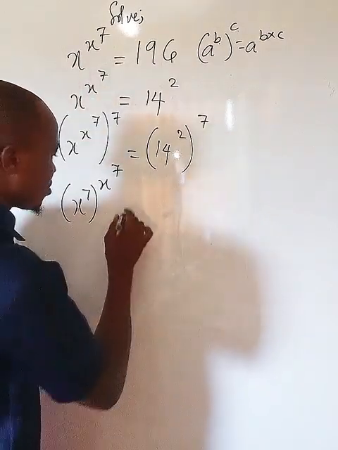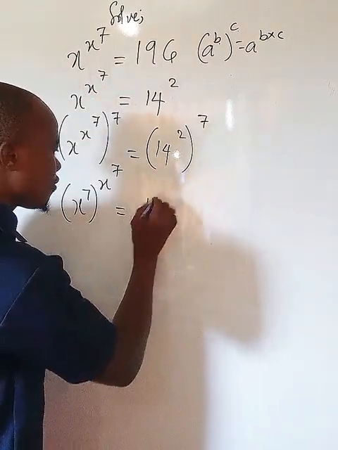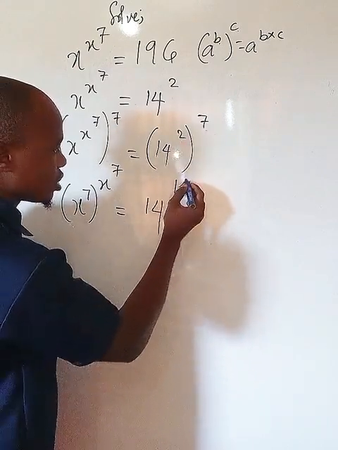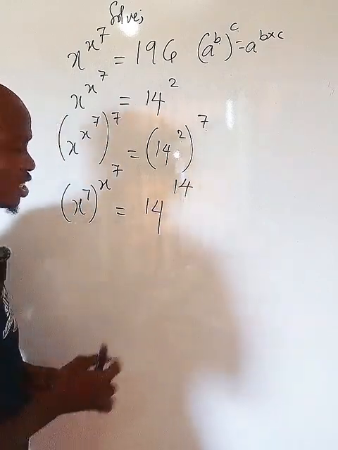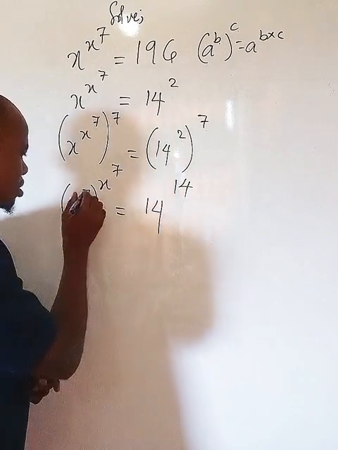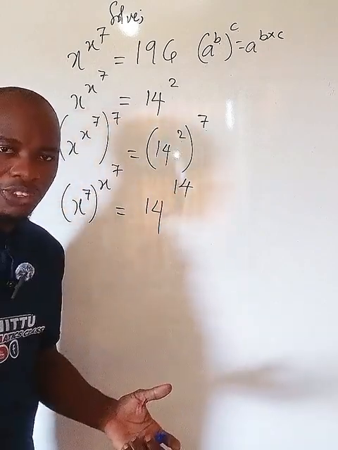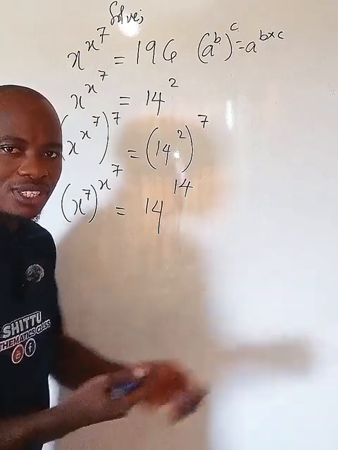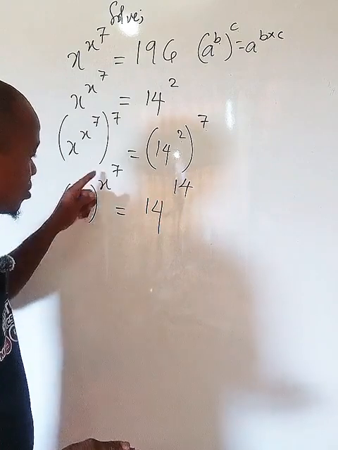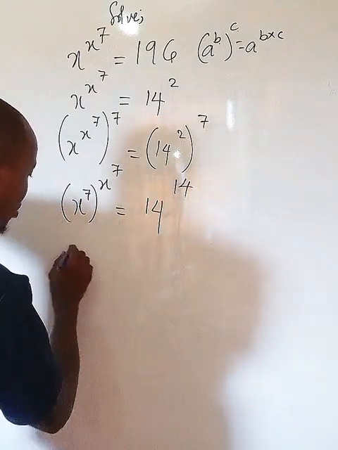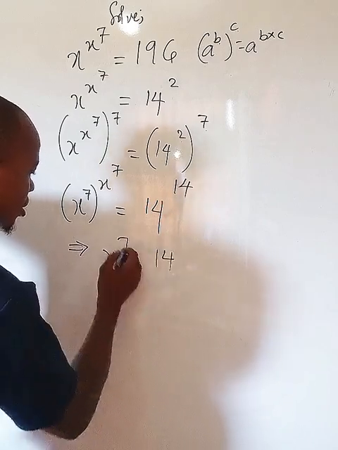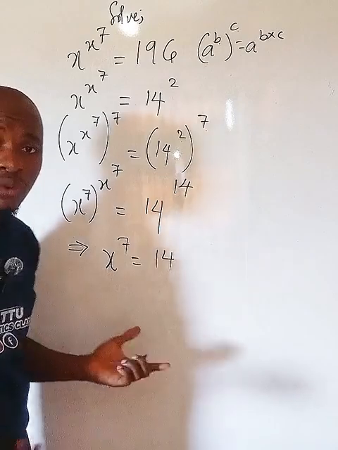Can you see that? So now, equals, here we're going to have 14, and these two we have to multiply. We're going to have 14 raised to the power of 14. Now look at the left hand side: x to the power of 7 raised to the power of x to the power of 7. From there, you can now compare the powers, or compare the bases. You can see that they are the same. This raised to itself, this raised to itself. So we can conclude that x to the power of 7 equals 14, right?